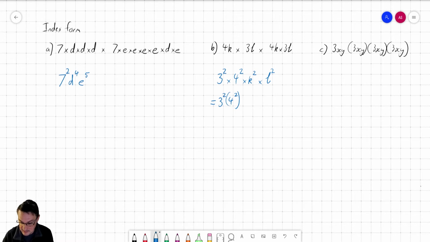The next aspect we have is we've got the letter K, and that's to the power of 2. Then we've also got the letter L to the power of 2. And so we're representing all of this information here nice and clearly. And it's just implied that each of these is going to multiply together. Last up, we've got this example where we've got 3xy, not in brackets, and then we've got 3xy in brackets, 3xy in brackets and 3xy in brackets.